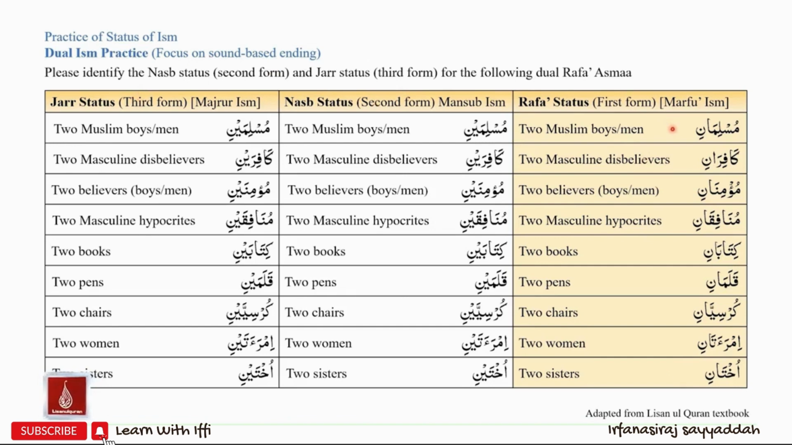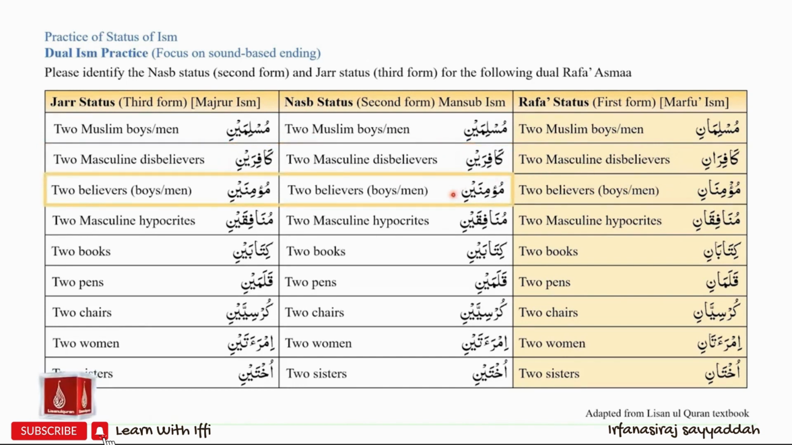For example, for Muslimani, we have Muslimaini and Muslimaini. Muslimani is in the Rafa status, Muslimaini is in the Nasab status, Muslimaini is in the Jarr status. Please also note that both Muslimani and Muslimaini have the same meaning. Muslimani means two Muslim boys or men. Muslimaini also means two Muslim boys or men. So, although these asma mean the same, the difference is in the status of the asma. Next, we have Kafirani, Kafiraini, Kafiraini.